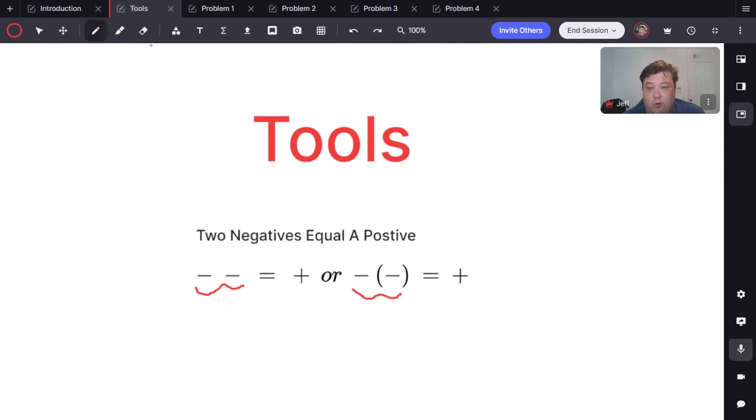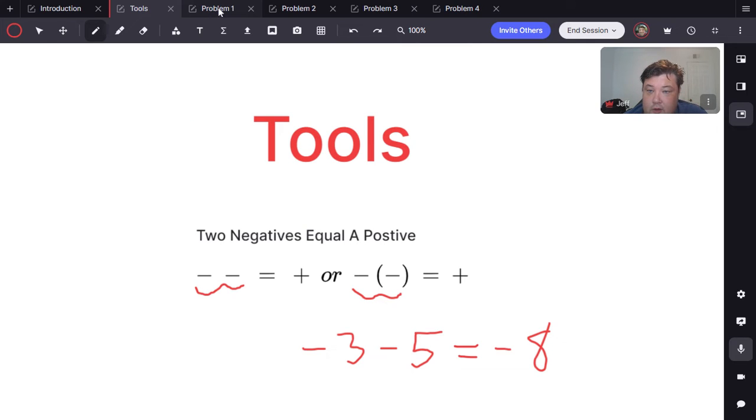What you won't turn into a positive is if they're separated by a number, right? So if I see -3 -5, there are no two negatives right next to each other. They're separated by a number. In this scenario, they're just going to stay negative, and it's going to be -8.